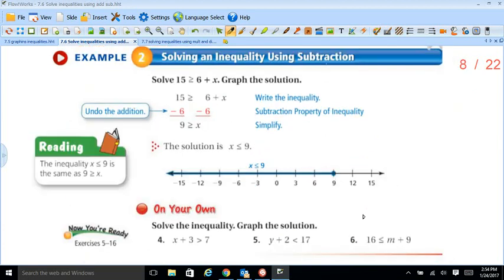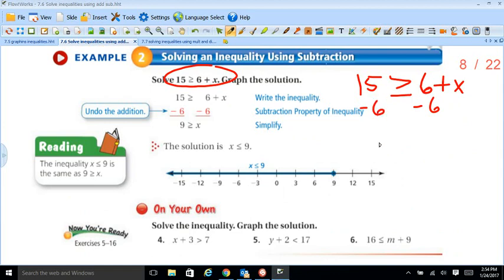Another example, here we go. Let's look at this one out here. 15 is greater than or equal to 6 plus x. We want to get x by itself. How do we do that? Subtract 6 from both sides. Leaves us with 9 is greater than or equal to x.